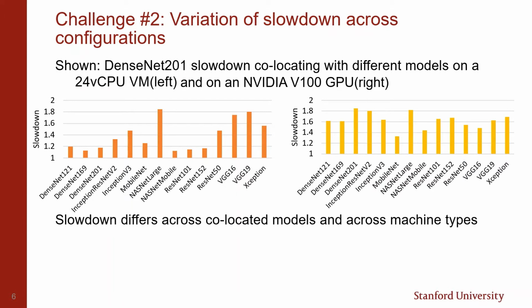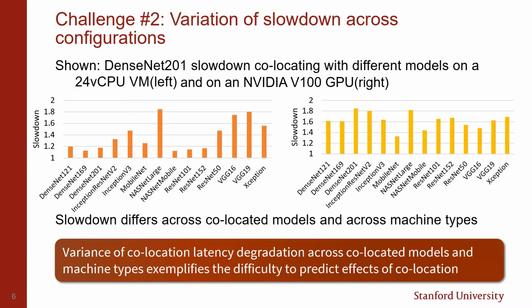Now on the right, I'm showing the slowdown of DenseNet 201 when it's collocating with a bunch of different models on an NVIDIA V100 GPU. What you'll notice from comparing the CPU data on the left and the GPU data on the right is that when we're collocating the same pair of models on the CPU, the slowdown can actually be quite different from when collocating on a GPU. So what this shows is that there's a variance of collocation latency degradation across collocated models as well as machine types. And this exemplifies the difficulty of predicting the effects of collocation on latency.